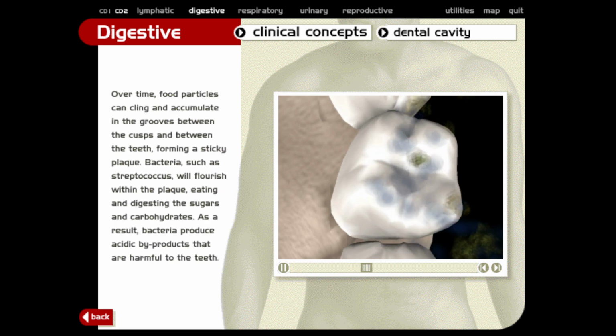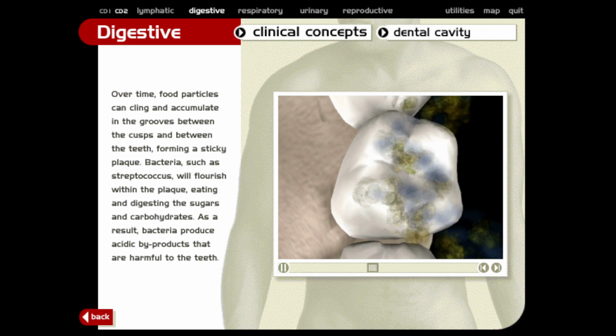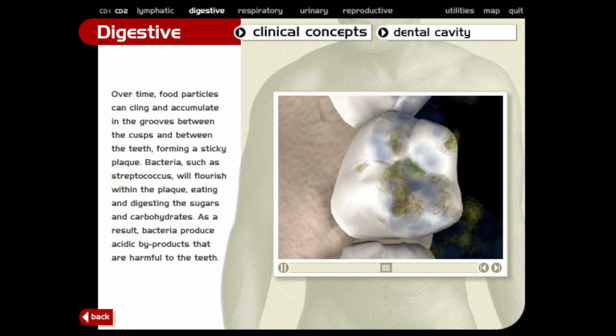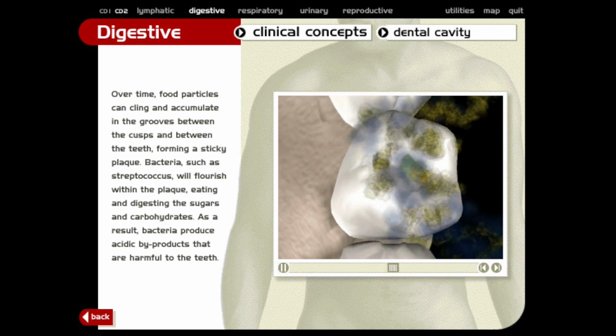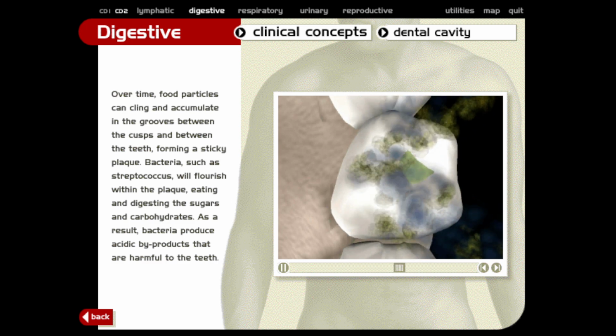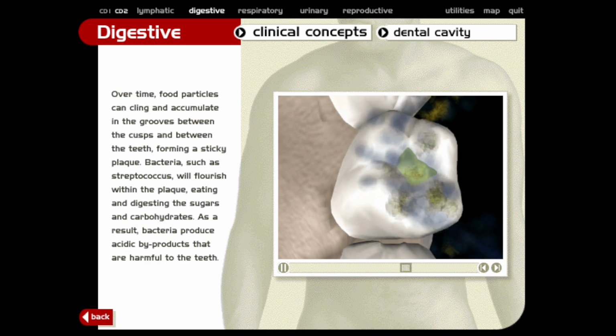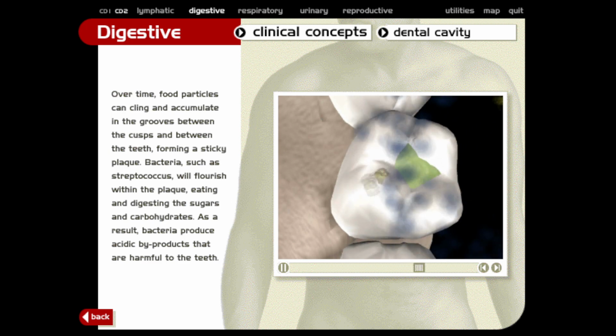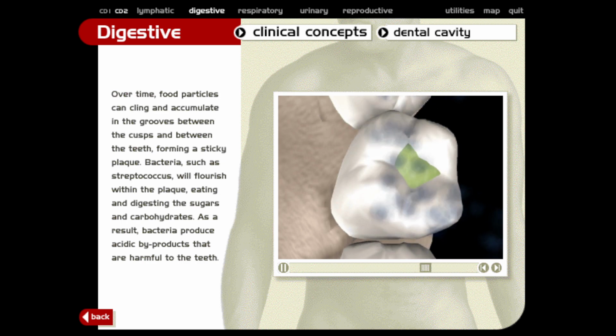Over time, food particles can cling and accumulate in the grooves between the cusps and between the teeth, forming a sticky plaque. Bacteria, such as Streptococcus, will flourish within the plaque, eating and digesting the sugars and carbohydrates. As a result, bacteria produce acidic byproducts that are harmful to the teeth.